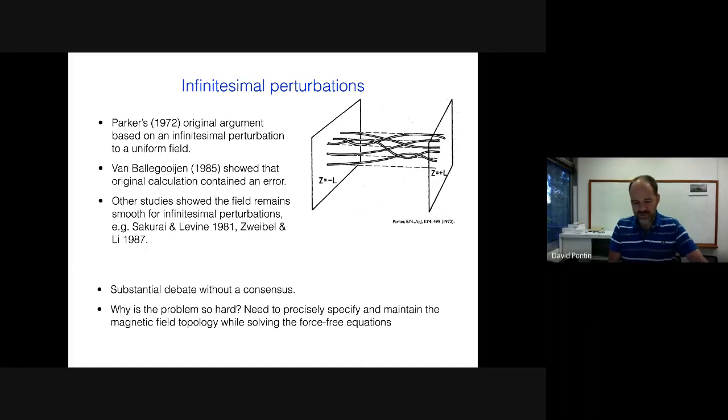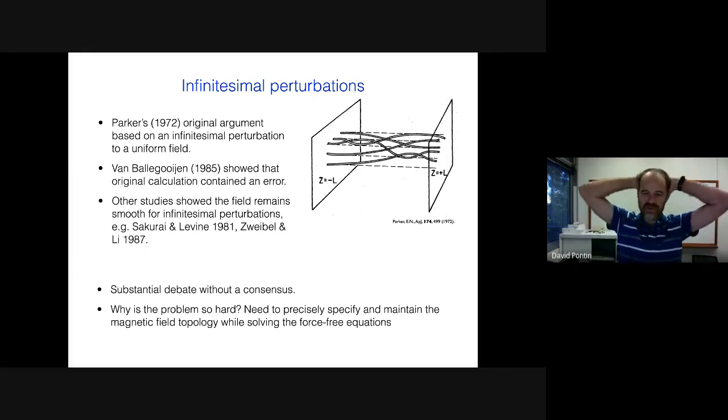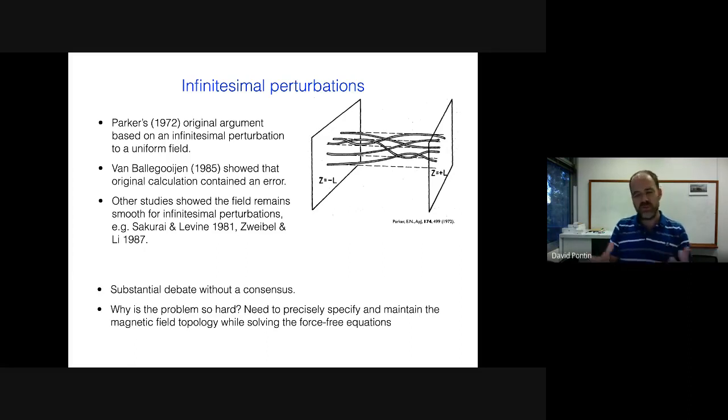Now that leaves open the question, what happens when the perturbation is finite, not infinitesimal, which would be a more realistic case. There has been substantial debate on that question without any real consensus. And we might like to understand why the problem is so hard. Well, the problem is so difficult to figure out mathematically because we need to solve the force-free equations while also precisely specifying or possibly maintaining the magnetic field topology.